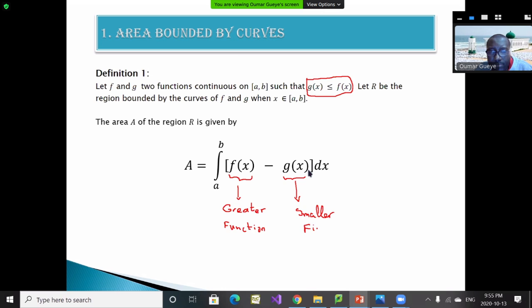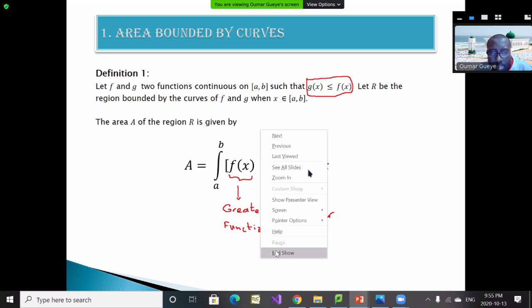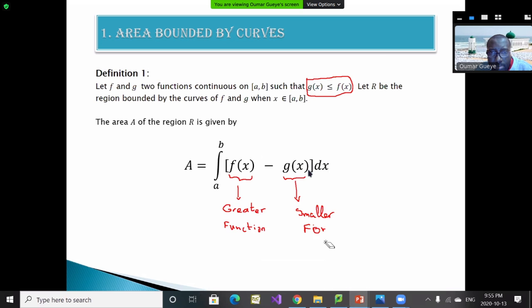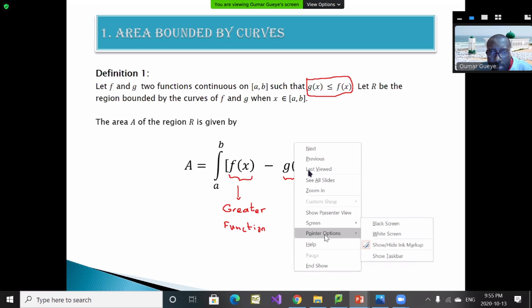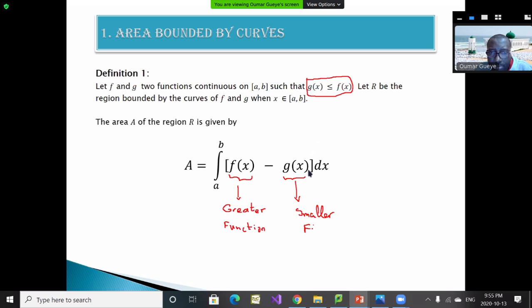And don't forget it. Oops, what I did here. Okay. And the question mentioned when x is between a and b, that's why you have to integrate from a to b.